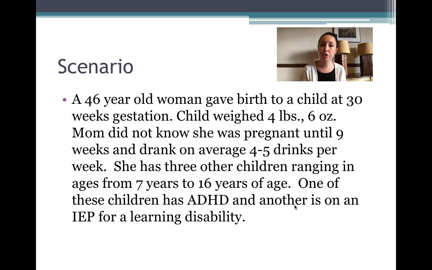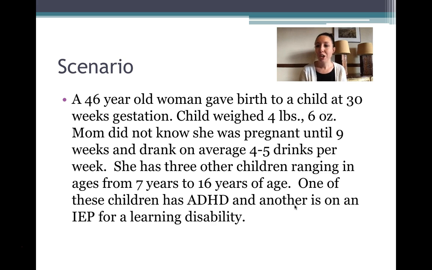So this says a 46-year-old woman gave birth to a child at 30 weeks gestation. The child weighed 4 pounds and 6 ounces. Mom did not know she was pregnant until 9 weeks and drank on average 4 to 5 drinks per week. She has 3 other children ranging in ages from 7 to 16 years of age. One of these children has ADHD, and another one is on an IEP for a learning disability. So when you're looking at this, what do you think all the prenatal risk factors or etiologies could be if this child born to this mother ends up having a disability?